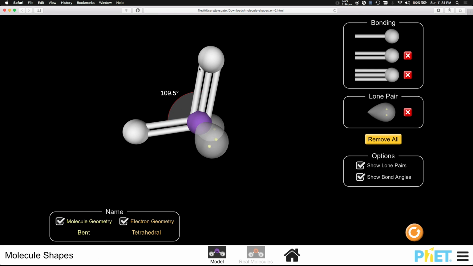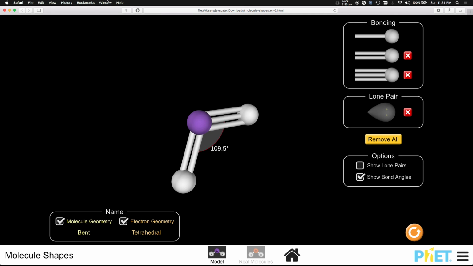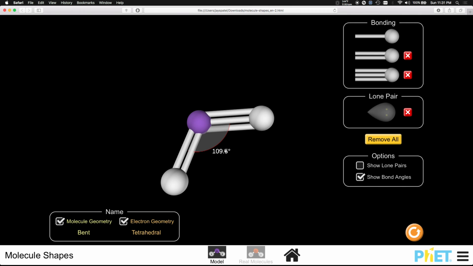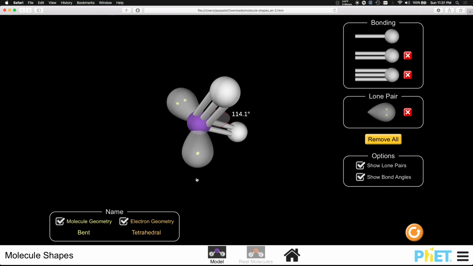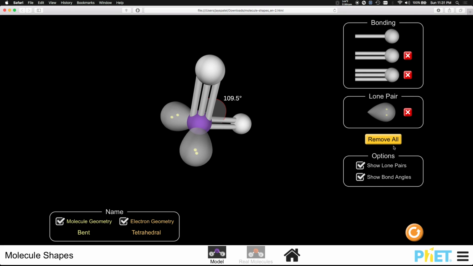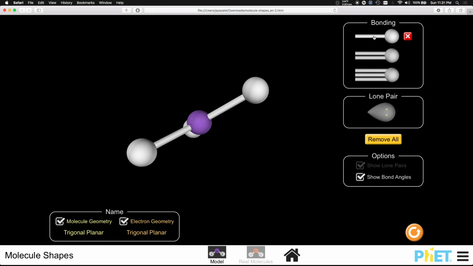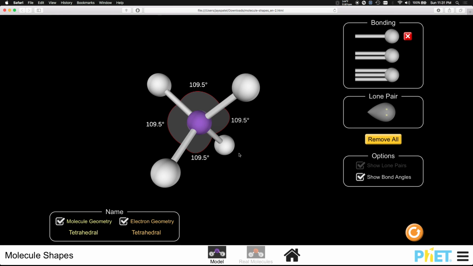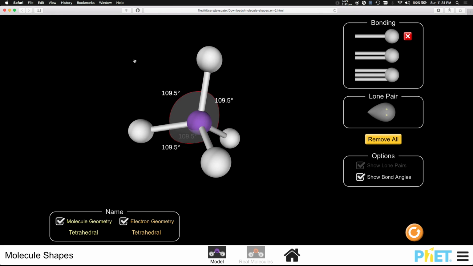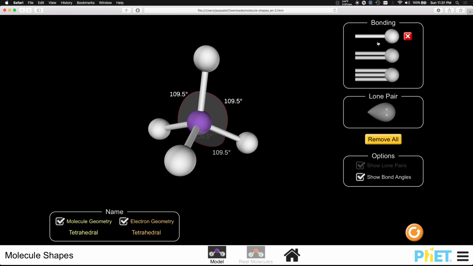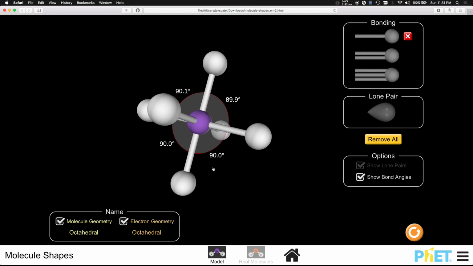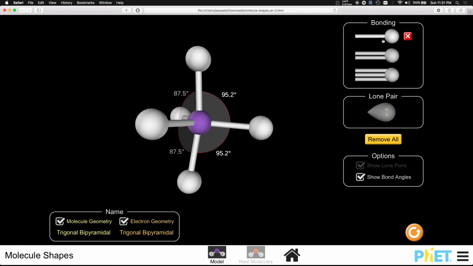However, it's still bent, right? We're looking at not the shaded part. So basically, this is what we're looking at. We're looking at bent. When we're looking at electron geometry, we're looking at this, which is a tetrahedral. This is no different than me doing this, right? Tetrahedral, 109.5. Right, if I want to add more, I can. And this is crazy. I don't think you really have to know this, so don't worry about that.